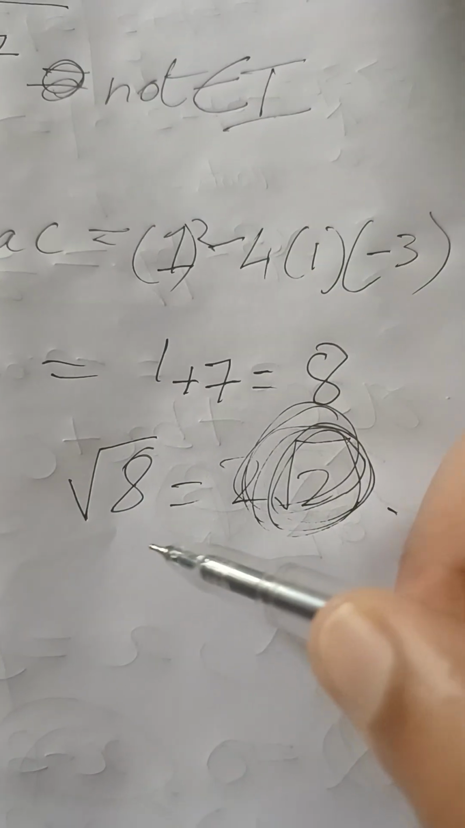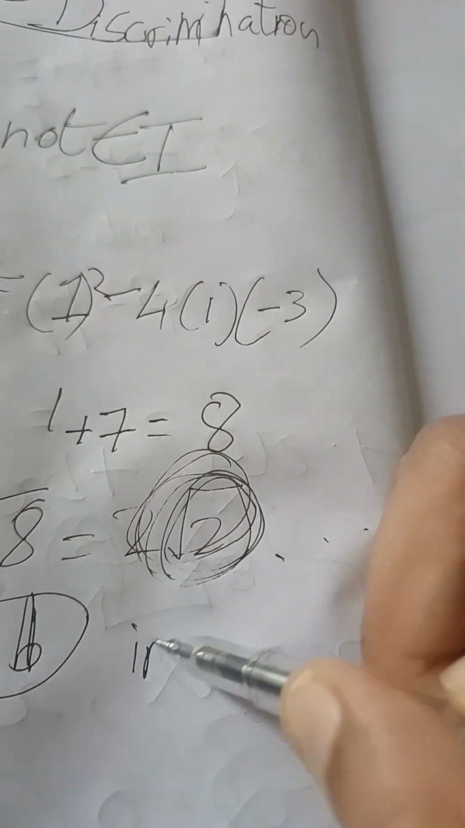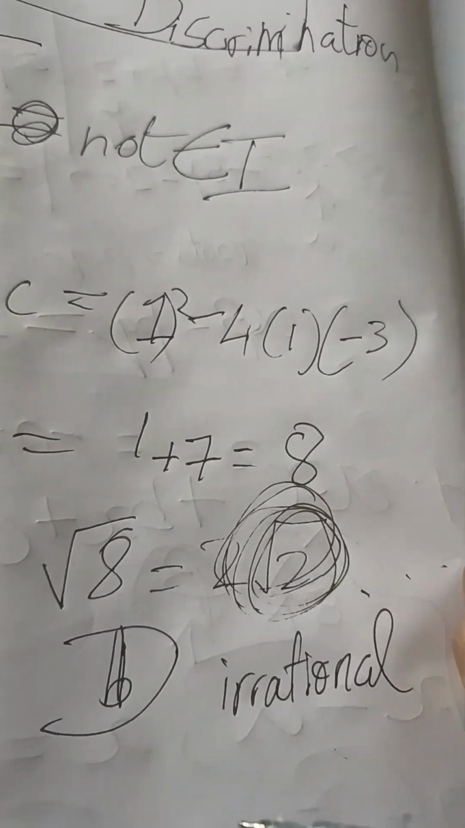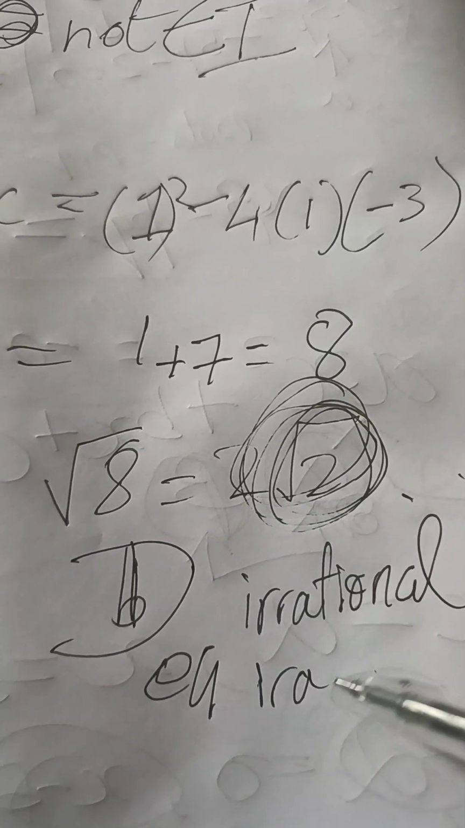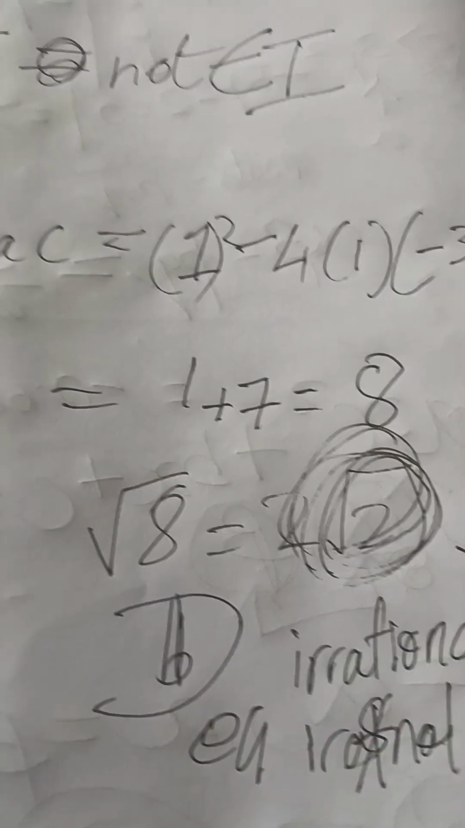So if you actually do this on a calculator, it would go on, so it's irrational. Which means since big D is irrational, this means the roots of the equation are irrational. Okay, guys, that is number 5.